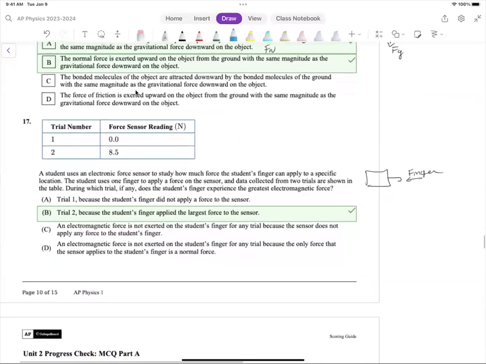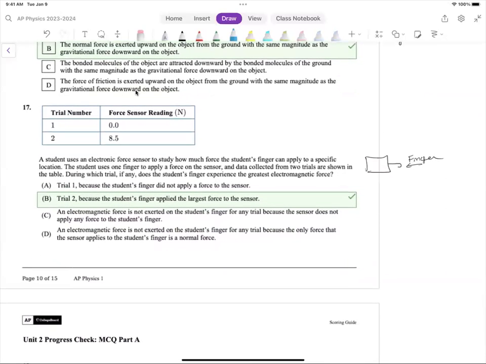17. We have something that has to do with a trial and a force sensor reading in newtons. The student uses an electronic force sensor as opposed to a spring scale to study how much force someone's finger can apply to a location. So if you can imagine, I have a force sensor. I can push my force sensor with my finger and I will see how much force my finger can apply. And the data collected from 2 trials are shown above. During which trial, if any, does the finger experience the greatest electromagnetic force?